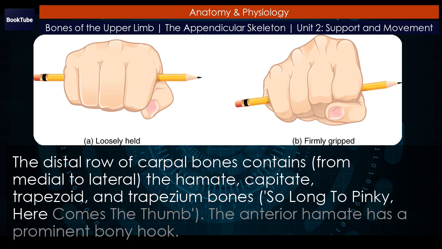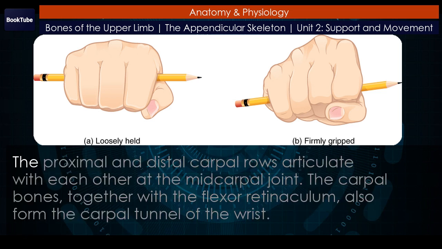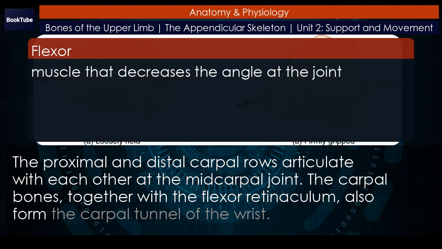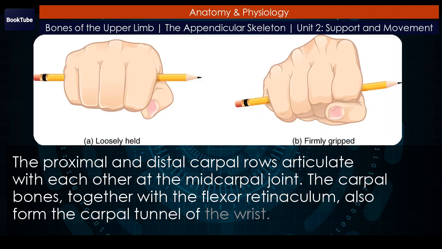So long to pinky. Here comes the thumb. The anterior hamate has a prominent bony hook. The proximal and distal carpal rows articulate with each other at the midcarpal joint. The carpal bones, together with the flexor retinaculum, also form the carpal tunnel of the wrist.